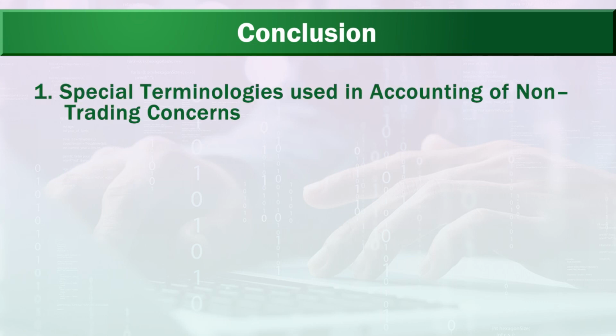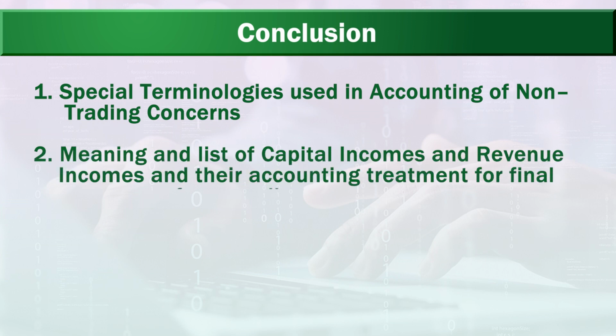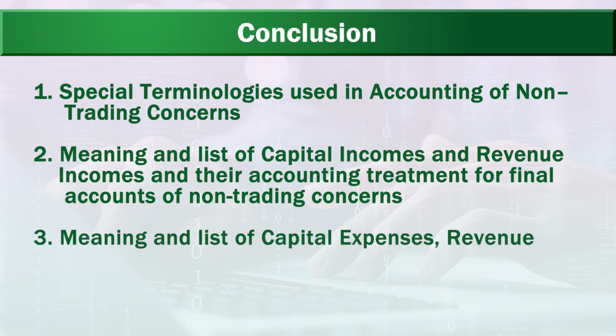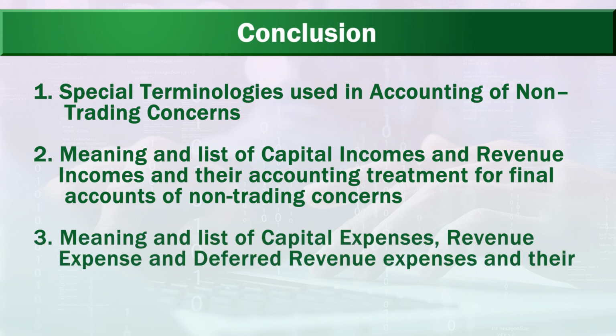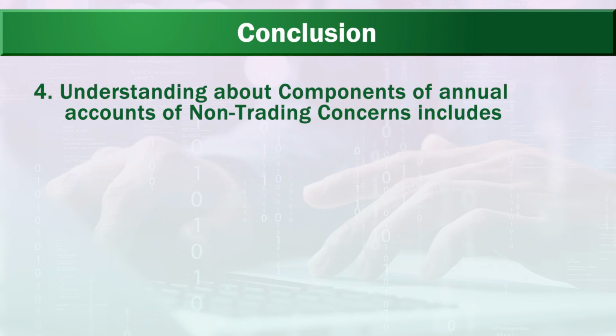In this part 2, we have acquired information about 1. Special terminologies used in accounting of non-trading concern. 2. Meaning and list of capital incomes and revenue incomes and their accounting treatment for final accounts of non-trading concern. 3. Meaning and list of capital expenses, revenue expenses and deferred revenue expenses and their accounting treatment for final accounts of non-trading concern.